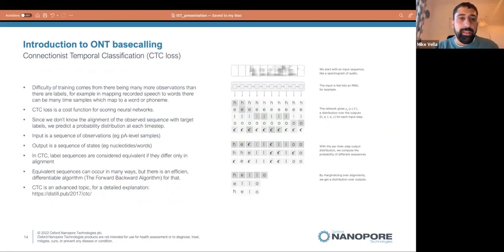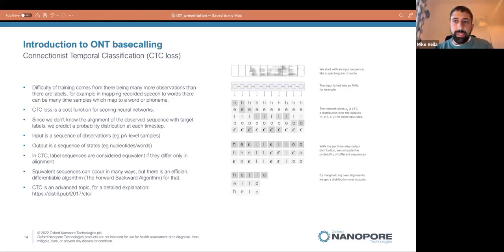More interesting than the specific layer type that we use is what kind of loss function we use. So how do we actually train these models? The core difficulty in training models like our model, these sequence-to-sequence models or automatic speech recognition models, is that there are often many more observations than there are labels.